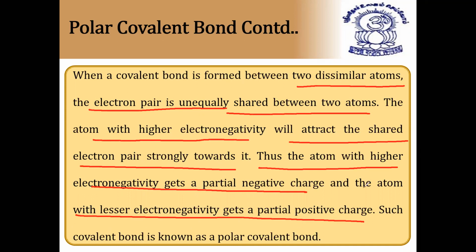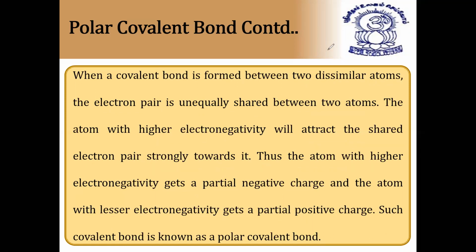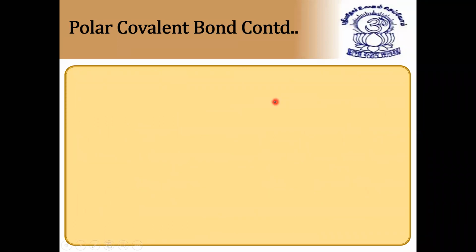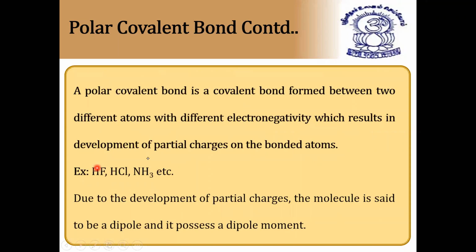Such a covalent bond is known as a polar covalent bond. So, let us see examples of polar covalent bonds. One atom will have higher electronegativity and the other, a dissimilar atom, will have lower electronegativity. Let us see the example of HF. HF or HCl, very important. I'm explaining any one example here so that you can understand clearly.